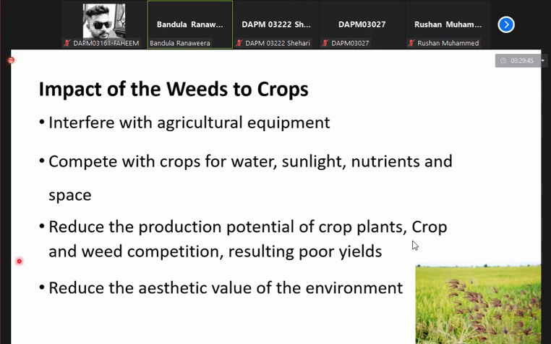keep weed plants until... so, any other impacts like this? Now, these are common impacts by weed plants to the crop production sites. Reduce the farmer's efficiency. Why is the farmer's efficiency reduced?